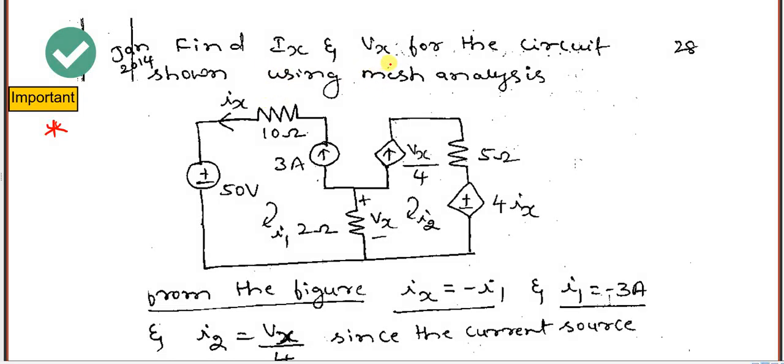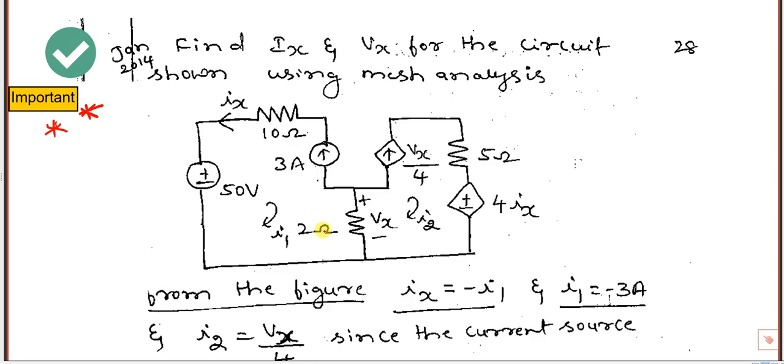Find Ix and Vx for the circuit shown. This is also one of the important problems using mesh analysis. It's a dependent source problem. It is a dependent current source whose value is controlled by Vx. So you have to check for the Vx in the entire circuit.